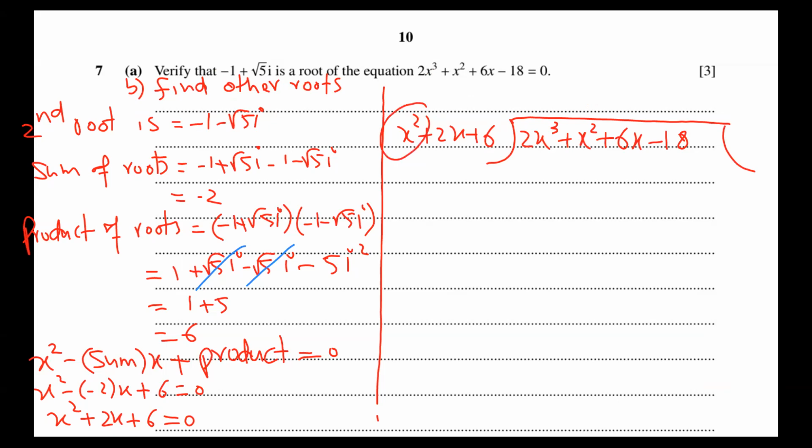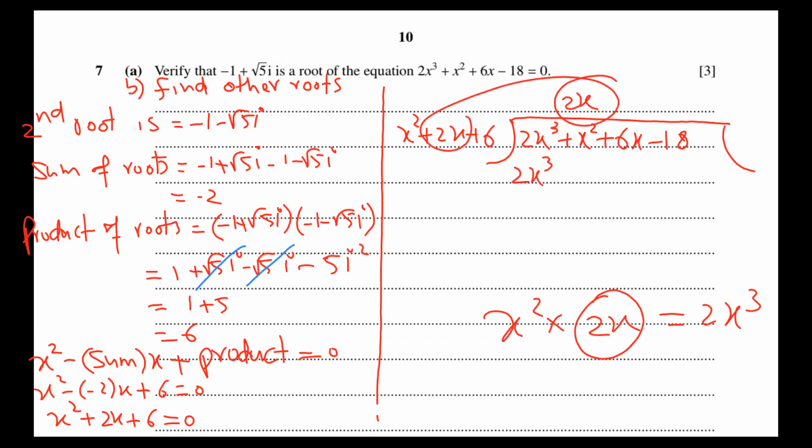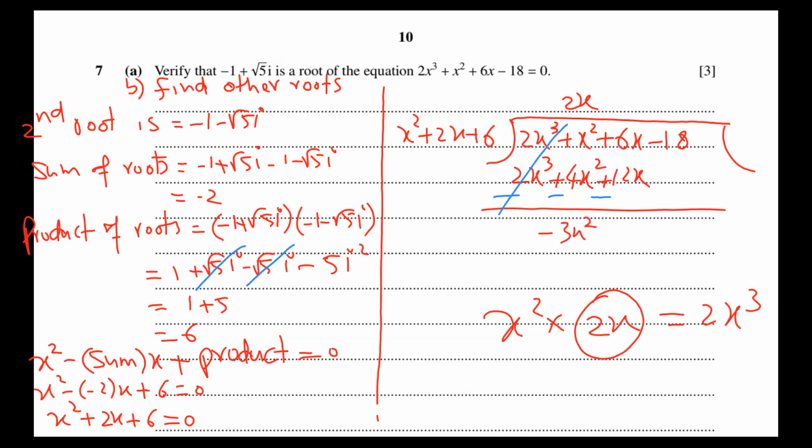x square multiplied by what gives 2x to the power 3? I repeat, x square multiplied by what gives 2x to the power 3? Common sense, 2x. 2x into this gives 2x to power 3, 2x into this gives 4x square, and 2x into this gives 12x. There is a rule, signs change, so this cancels out and I get -3x square, -6x, -18.